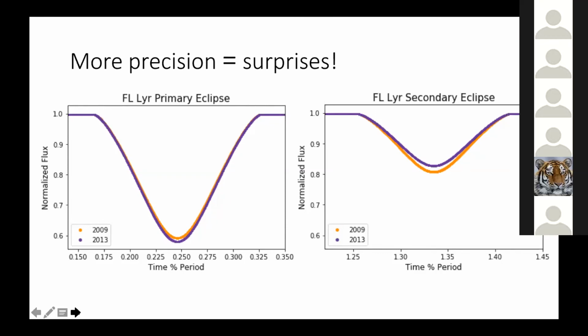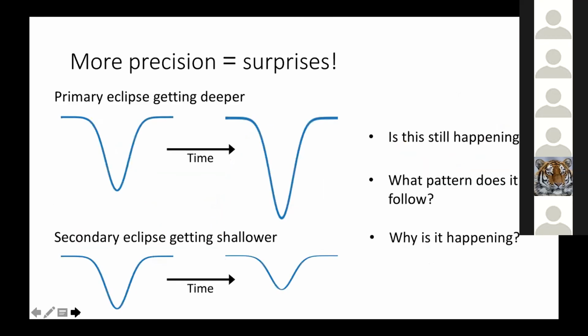But the trend is there. So this was my project, to try to figure out, is this still happening? What kind of pattern might it follow? Is the primary eclipse getting deeper and then getting shallower again? And also, why is this happening? What could be causing this? And there are a lot of options.